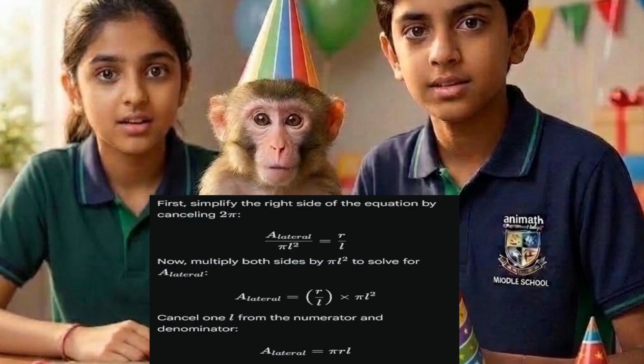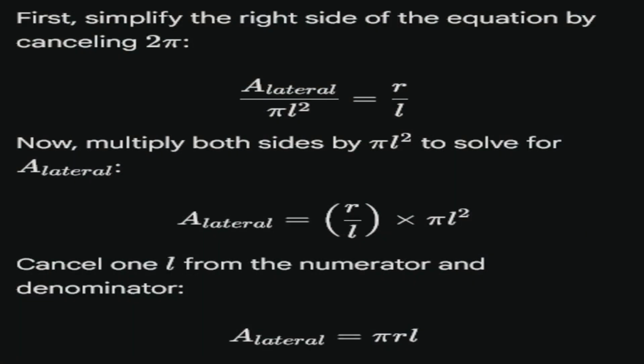Now, let's simplify this equation. We can cancel out the 2 pi terms on the right side. This leaves us with the lateral area divided by pi times L squared equal to r divided by L. To isolate the lateral area, we multiply both sides of the equation by pi times L squared. On the right side, we can cancel one L from the numerator and denominator, leaving us with pi times r times L. And there you have it. The lateral surface area of a cone is simply pi times r times L.